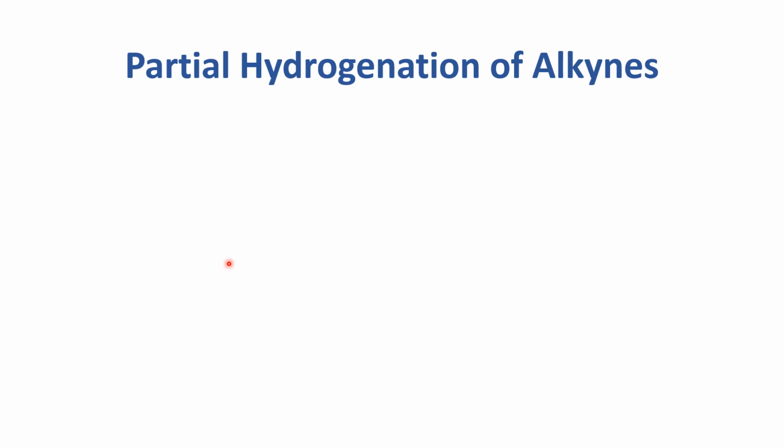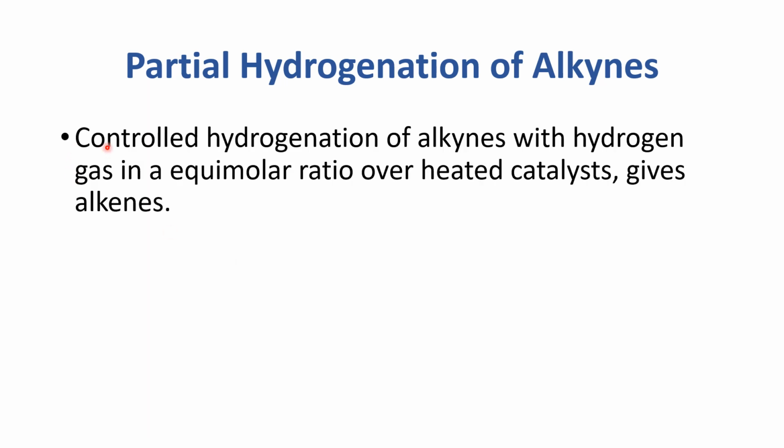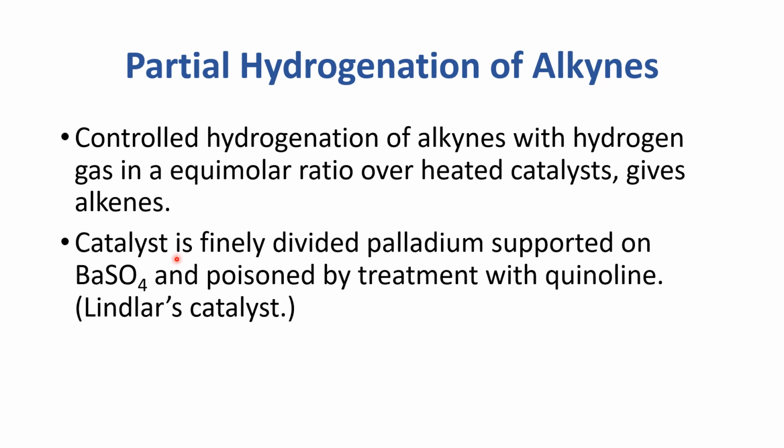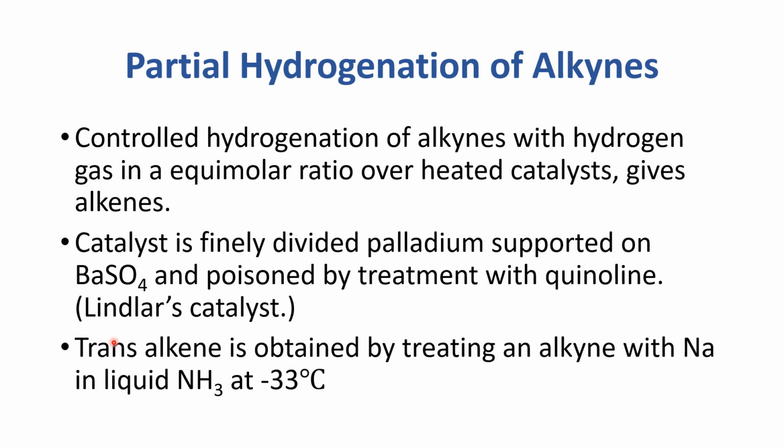And the last method is partial hydrogenation of alkynes. Controlled hydrogenation of alkynes with hydrogen gas in an equimolar ratio over heated catalyst gives alkenes. Catalyst is finely divided palladium, supported on barium sulfate and poisoned by the treatment of quinoline, और इस catalyst को हम कहते हैं Lindlar's catalyst. If we want to obtain trans alkene, then we treat alkyne with sodium in liquid ammonia at -33 degrees Celsius. Lindlar's catalyst जो है वो cis alkene देता है, जबकि sodium in liquid ammonia will yield trans alkene.